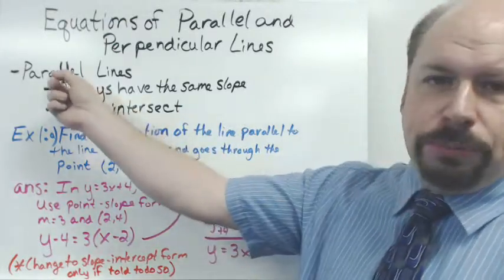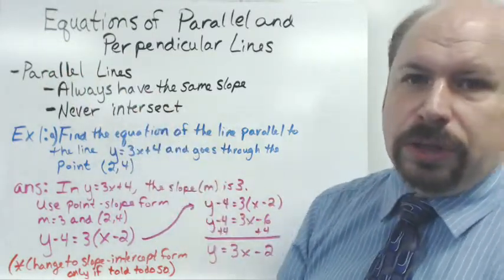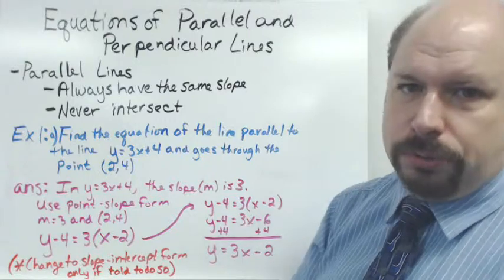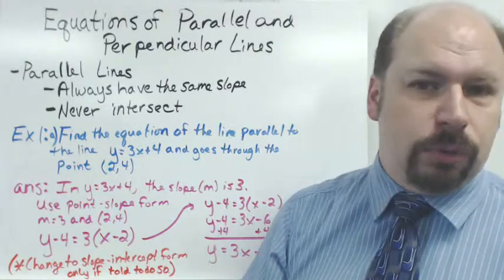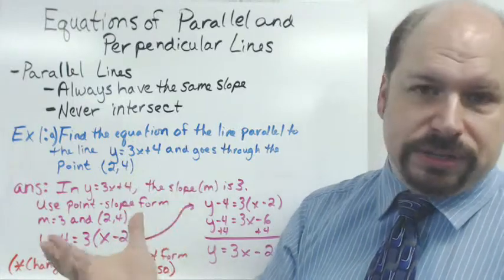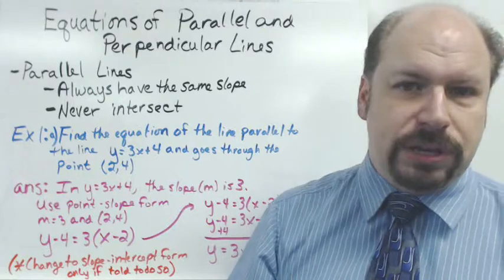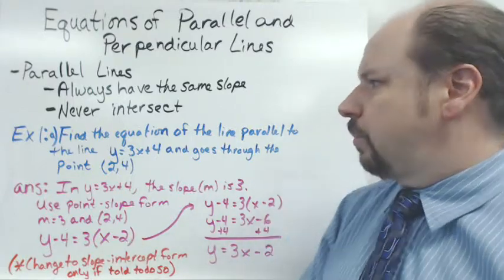So we'll start out with parallel lines. First of all, one thing to know is parallel lines always have the same slope. So if you know the slope of one of the lines, you automatically know the slope of the other line is the same. And the other important thing to know about those lines is they never intersect.